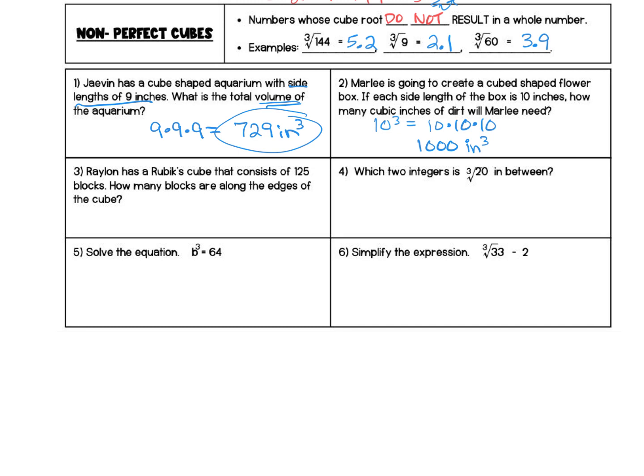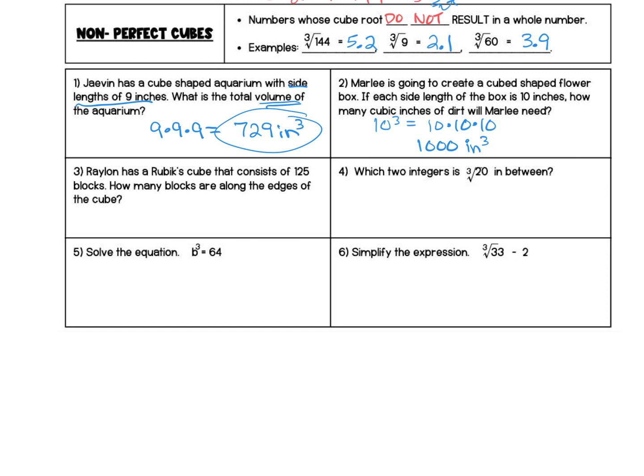All right, number 3. Raylon has a Rubik's Cube that contains 125 blocks. How many blocks are along the edges of the cube? So it has 125 blocks in there. We're just trying to find one side. So think about it for a second.